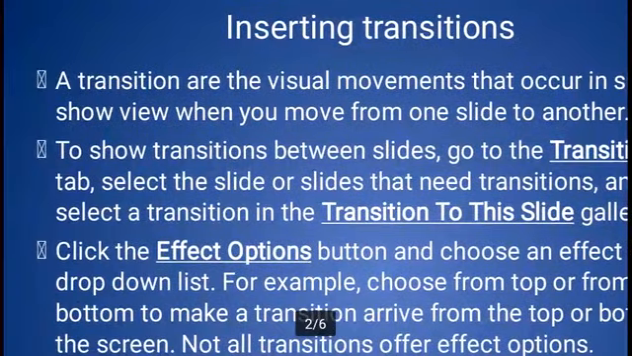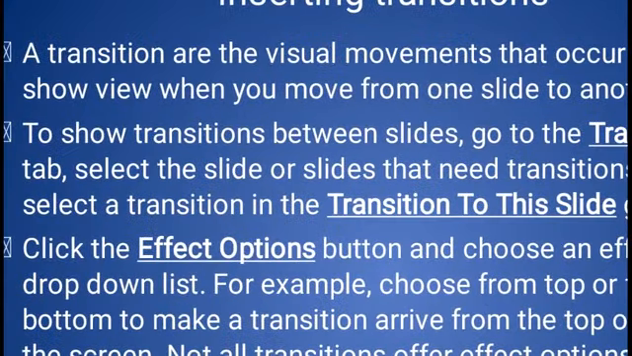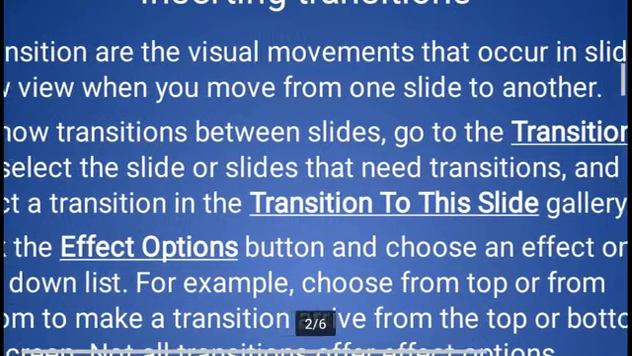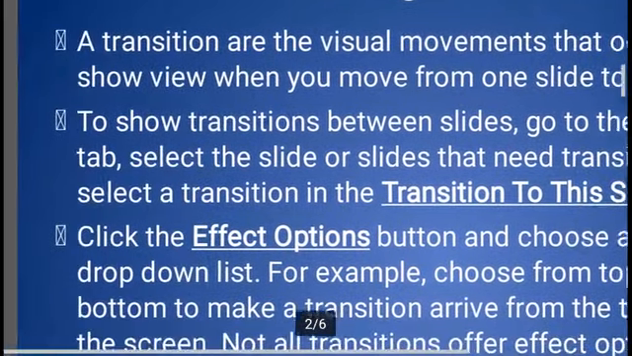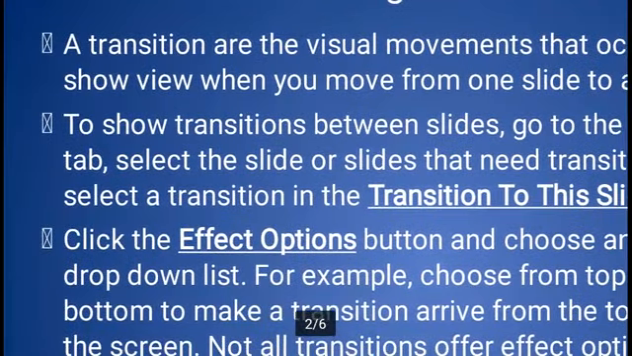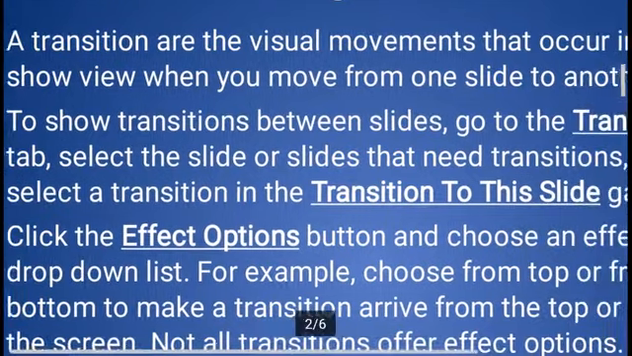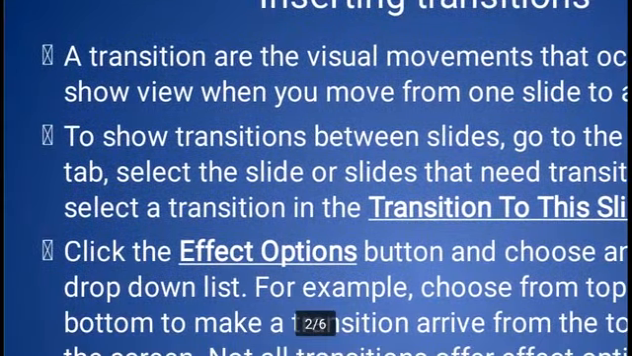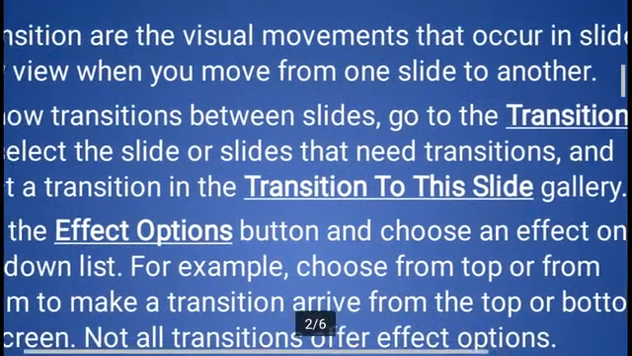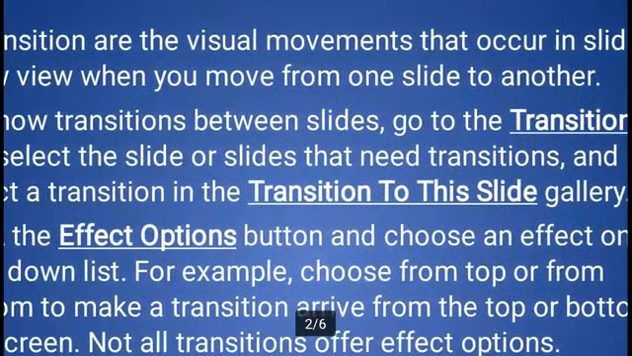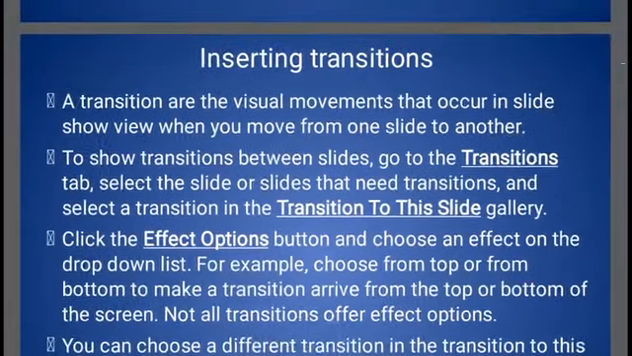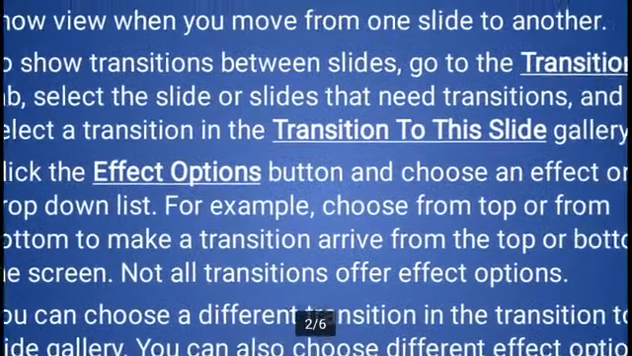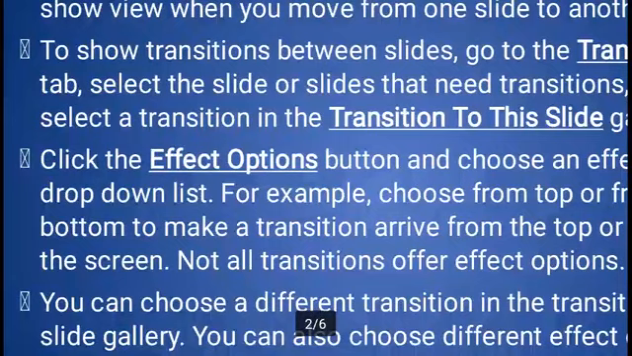To show transition between slides, go to the Transitions tab, then select the slide or slides that need transitions and select a transition in the Transition to This Slide gallery. You can use this option to apply transition between slides. Click the Effect Options.